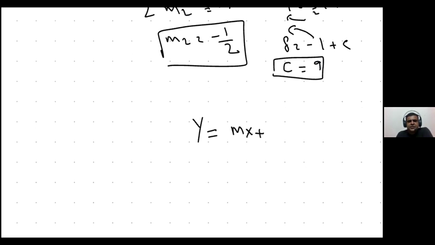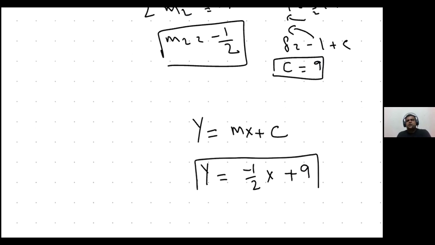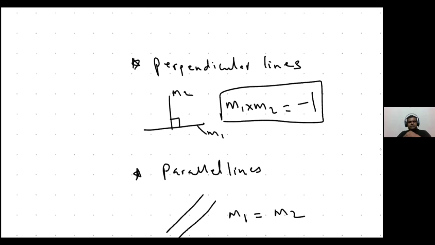So y stays y, m becomes negative 1 over 2, x remains x, and what is c? C is positive 9. So this is the equation of line 2, right? This is one of the examples, not everything. Today was just a slow, short introduction session that I was trying to show you. So this is what it is, right? That's what all coordinate geometry is all about.